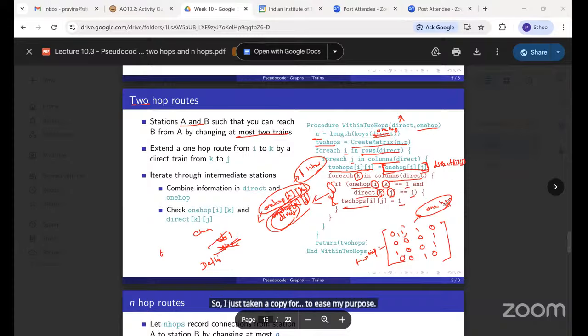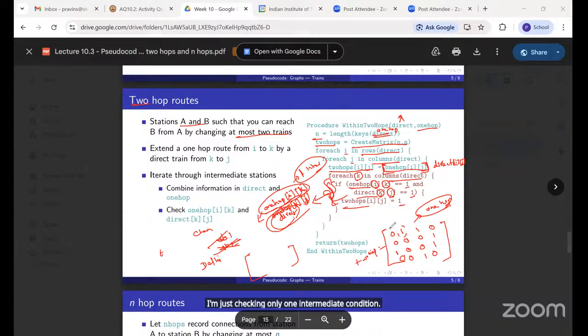And why we are taking one-hop instead of direct is, the direct matrices doesn't say whether you are having one intermediate station or not. That's why we have taken a copy of one-hop matrices, since it's already having one intermediate station in between. So we just need to check for one more intermediate station. Are you getting my point? Instead of checking two intermediate stations in this if condition, I'm just checking only one intermediate station.